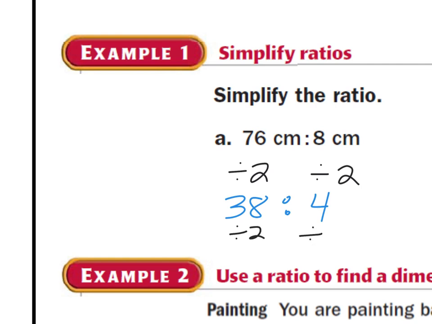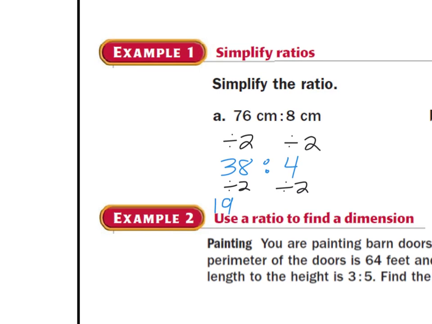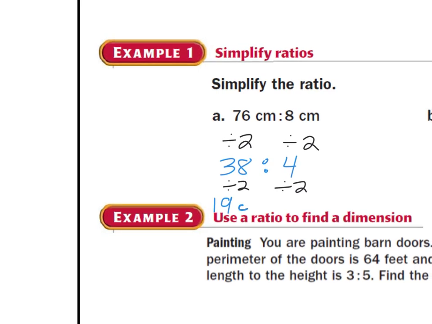So if you divided by 4, that's better. But if you didn't catch that, it's okay. You write this down. So your final ratio would be 19. Keep your units, please. 19 centimeters to 2 centimeters.